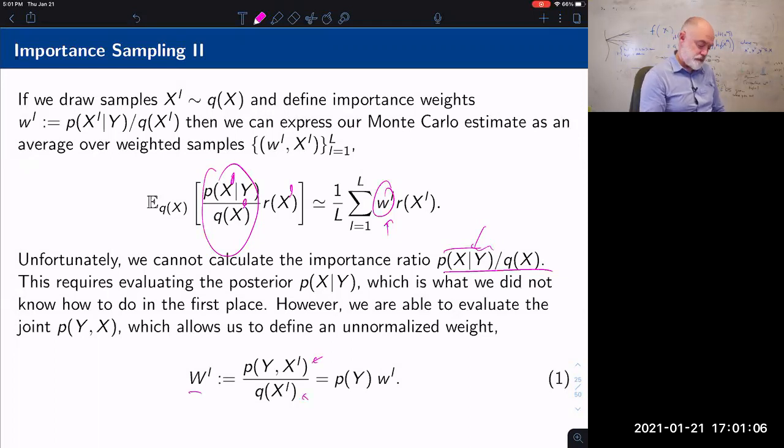And if you look at what that is relative to the posterior, there's this factor called the evidence that sits in front, times the weight that was computed. So we've got the unnormalized weight and the normalized weight.